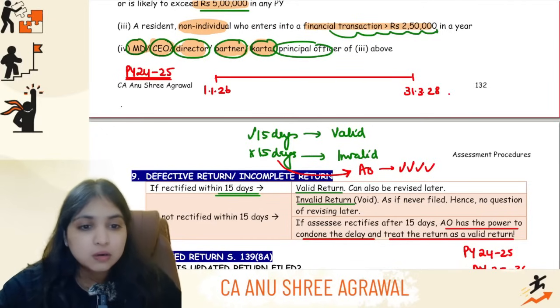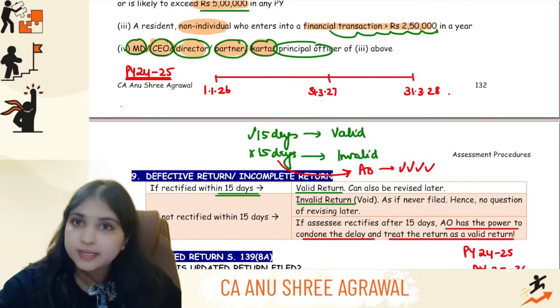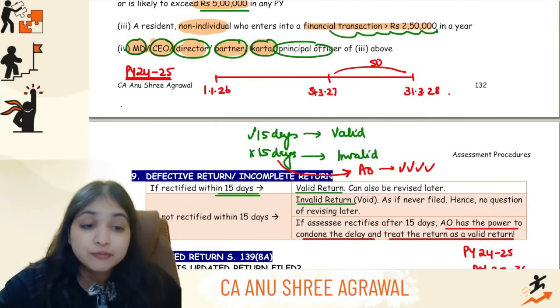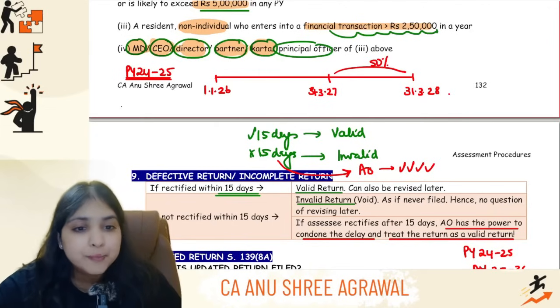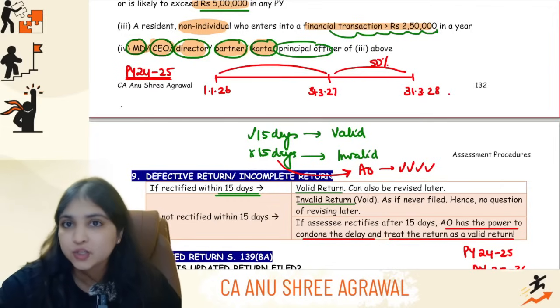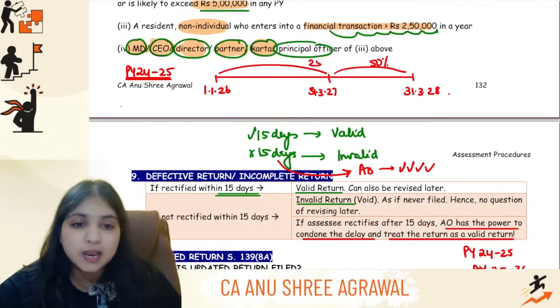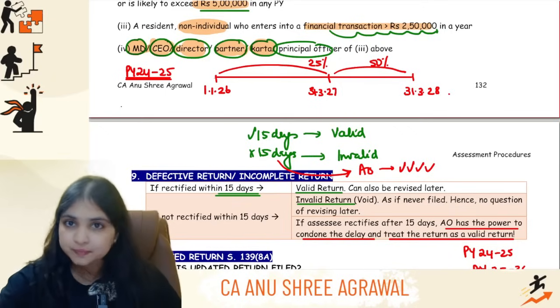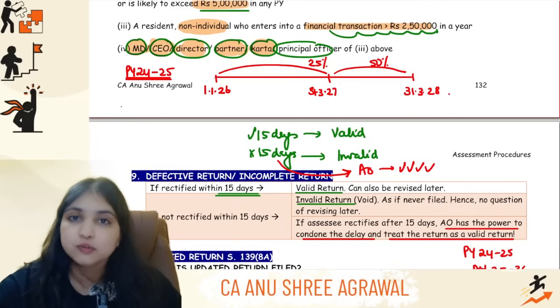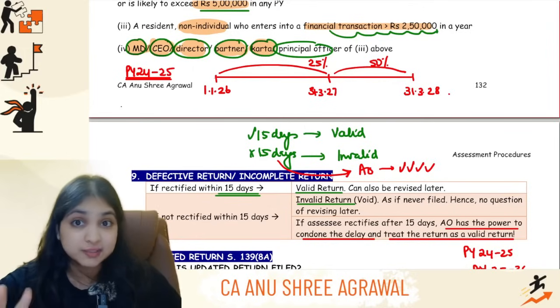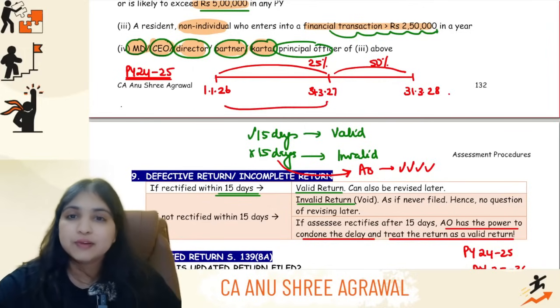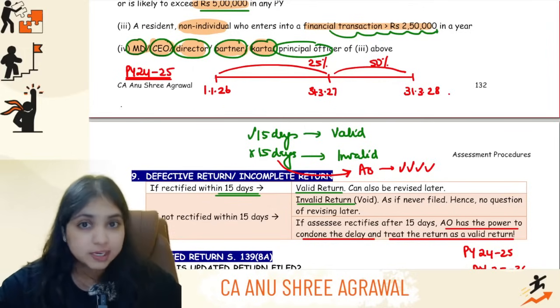Now here I'll take the last 1 year. The last 1 year will be after 31st March 2027. In this last 1 year, if you file the updated return, you will have to pay 50% additional income tax. Before this, on or before 31st March 2027, if you file the updated return, you will have to pay 25% additional income tax. Understood? In the last 1 year, 50% additional income tax. Before that, 25% additional income tax.